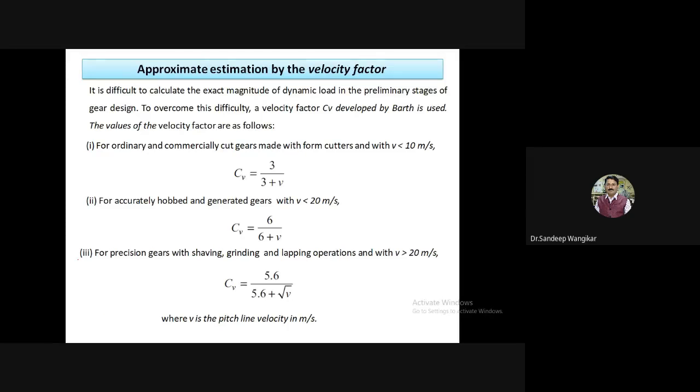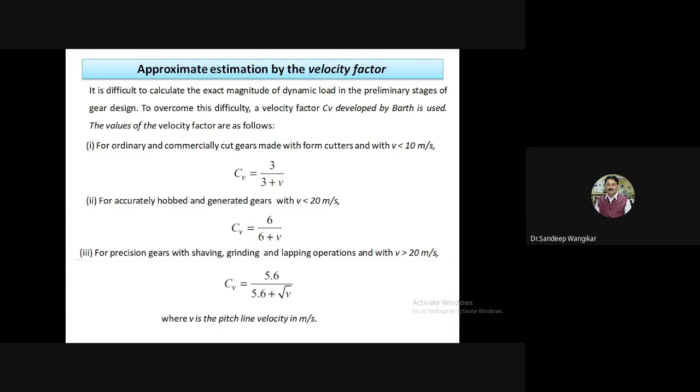So for this we are calculating CV, a first approximate estimation. Once again, V is the pitch line velocity in meters per second. When it is mentioned that the gears are commercially cut, you directly take CV equal to 3 upon 3 plus V. When it is mentioned that the gears are hobbed or generated, you take CV equal to 6 upon 6 plus V. When the gears are carried for super finishing operations like shaving, grinding, lapping, or just super finishing, we take CV equal to 5.6 divided by 5.6 plus root V.